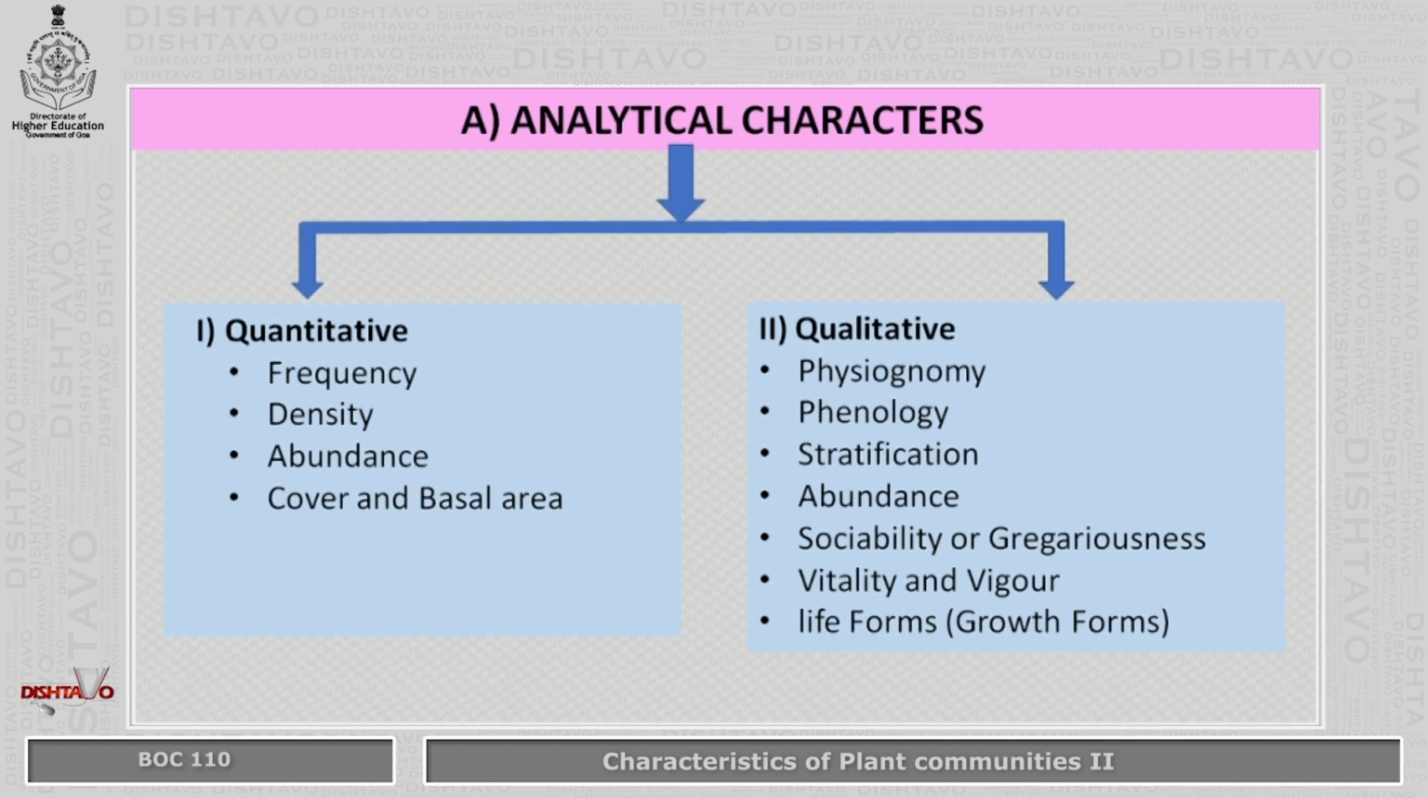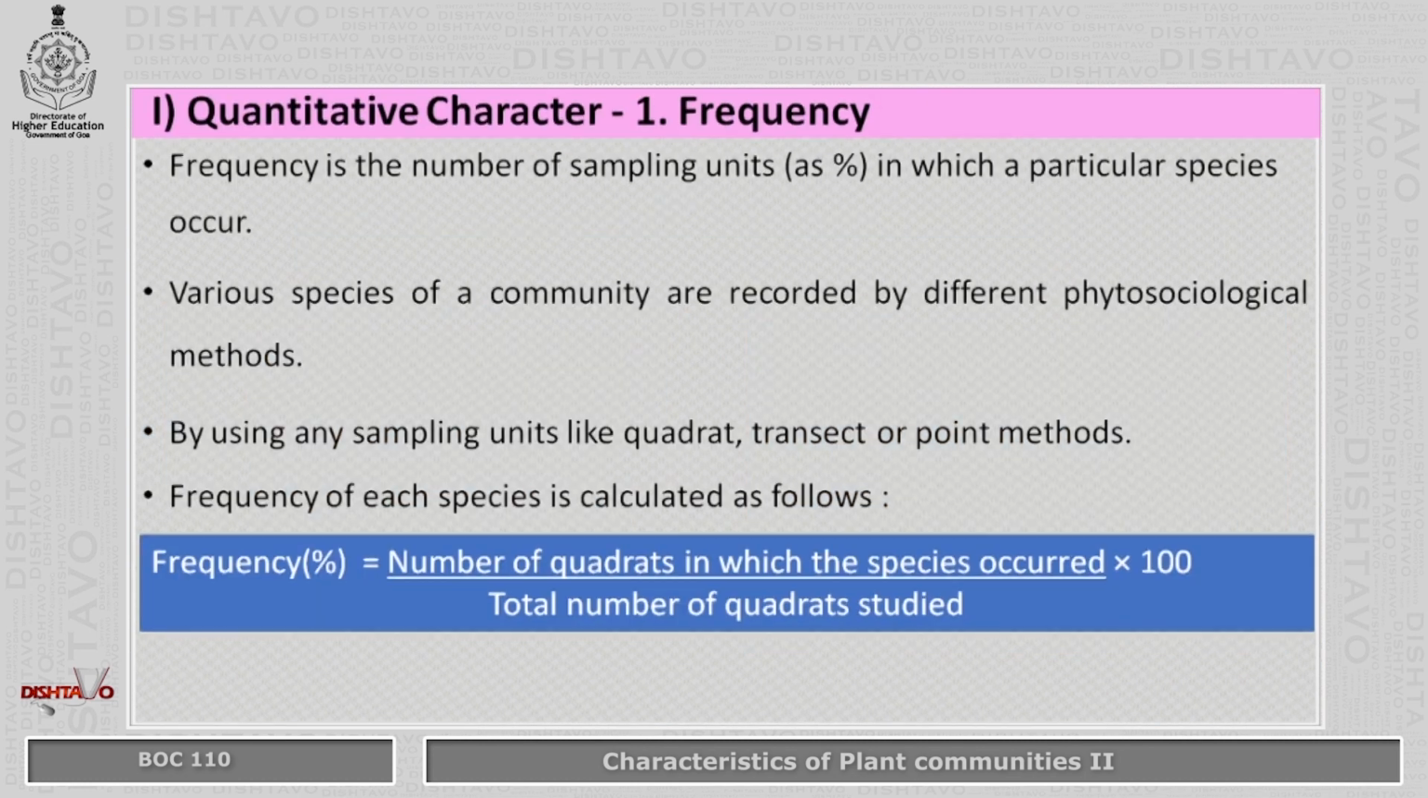Quantitative characters include frequency, density, abundance, cover and basal area. Qualitative characters include physiognomy, phenology, stratification, abundance, sociability or gregariousness, vitality and vigor, and life forms, which are also called growth forms. Coming to the first quantitative character, frequency.